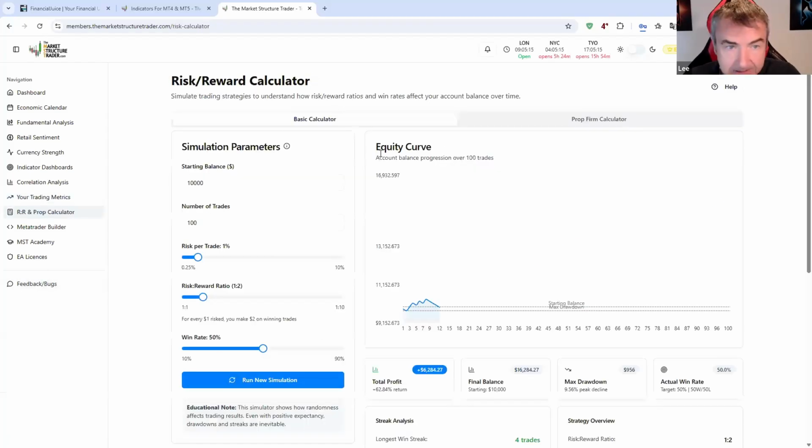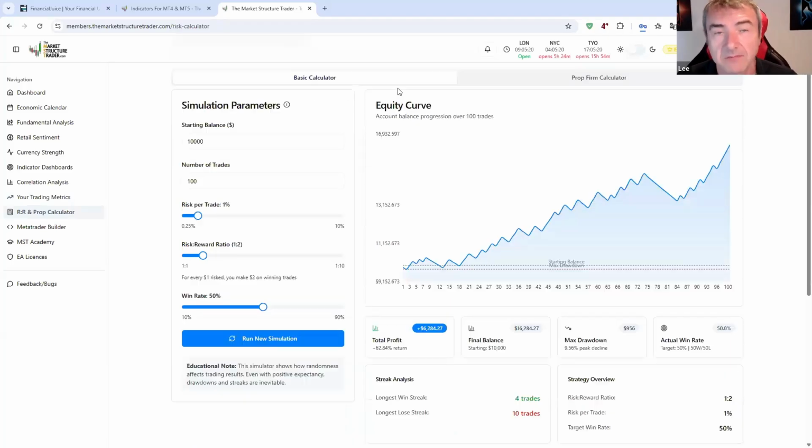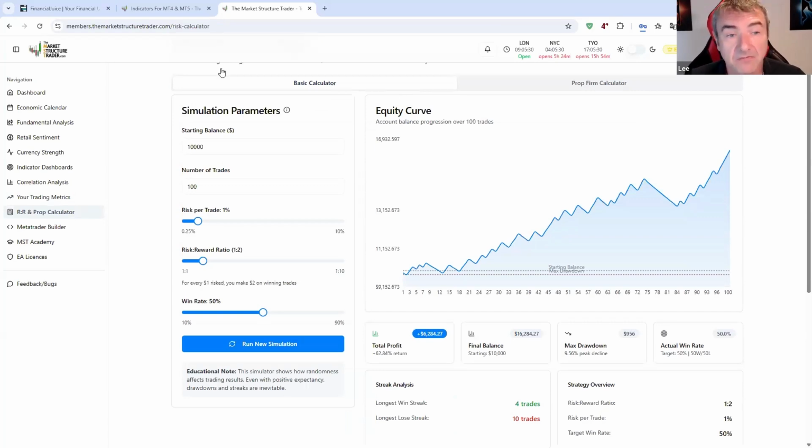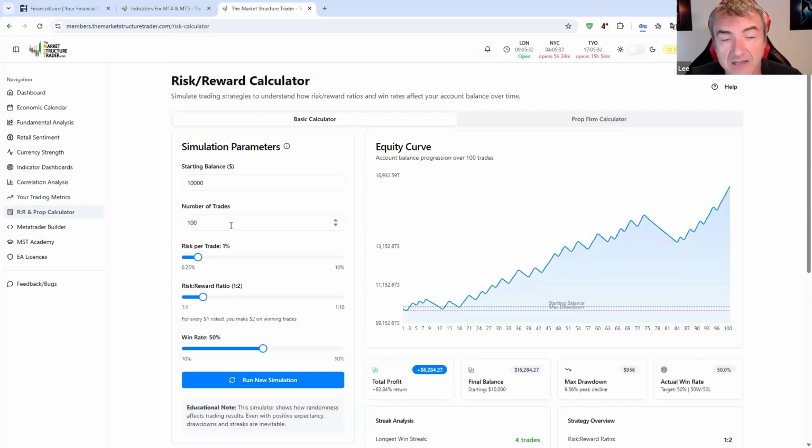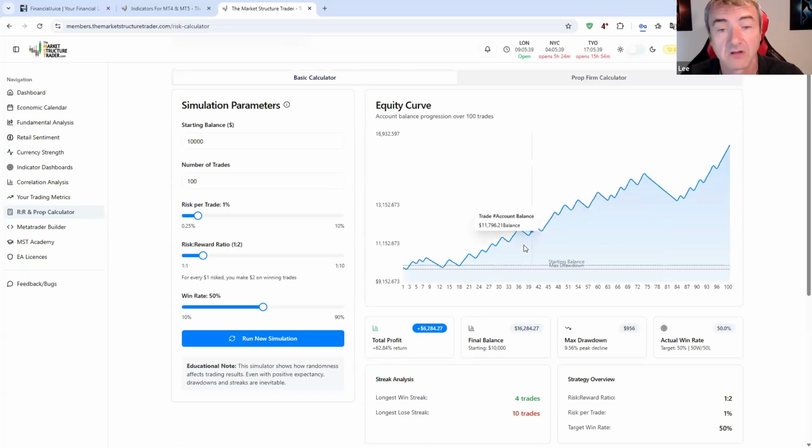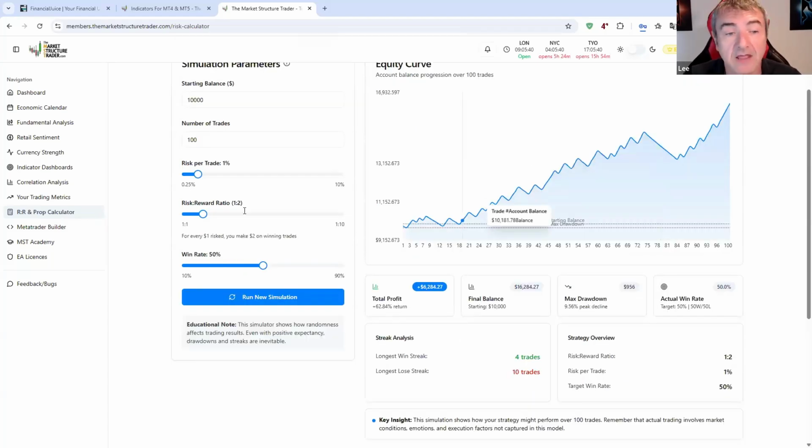Risk, reward, and prop calculator. This is part of something we're going to use in the training. It's to demonstrate how risk reward works and how probabilities and losing streaks affect profitability. So you can set a starting balance and a number of trades and run multiple simulations to show you what equity curve possibilities there are out there.